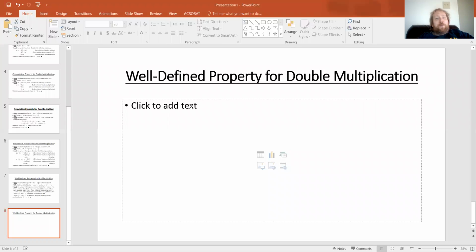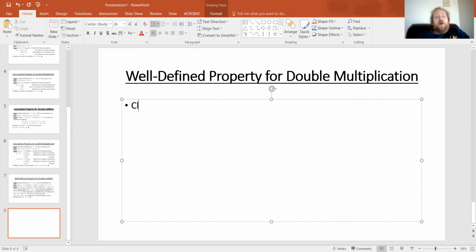Hello, abstract algebra students. We will now look at the well-defined property for double multiplication. It turns out that double multiplication is well-defined on R. We will claim this and prove this now. The proof works very similarly to the proof for double addition.